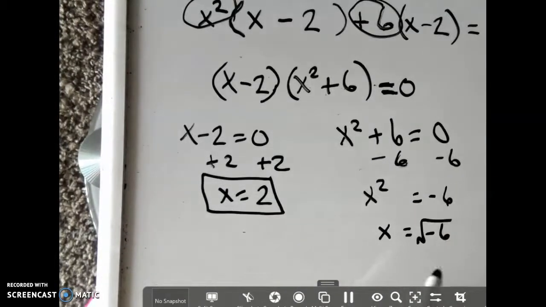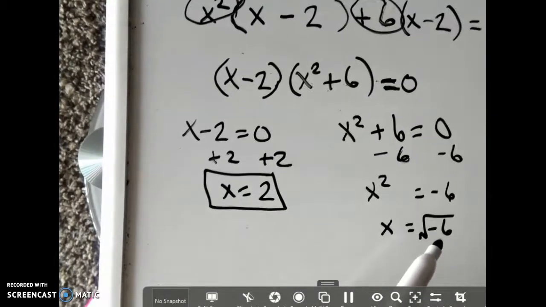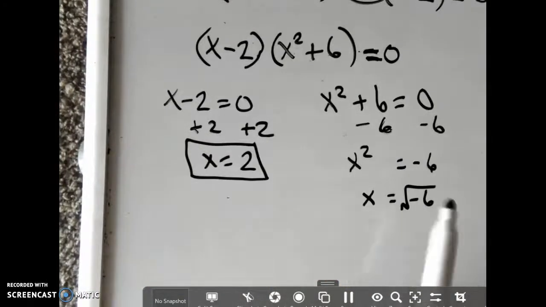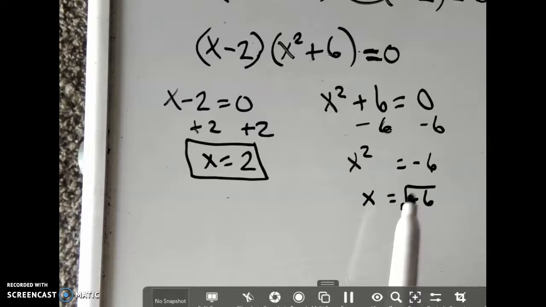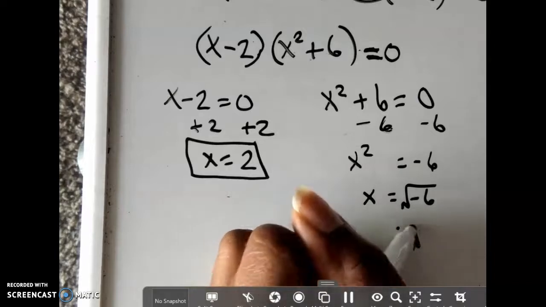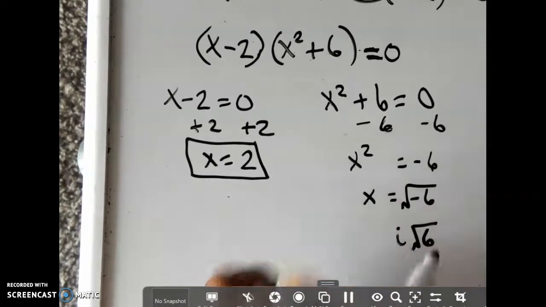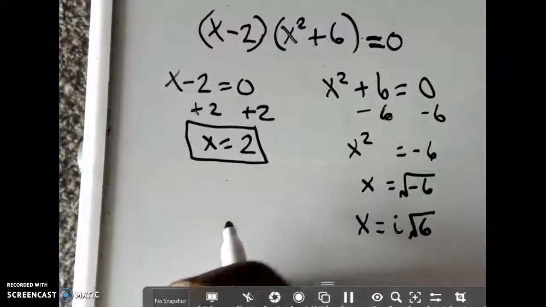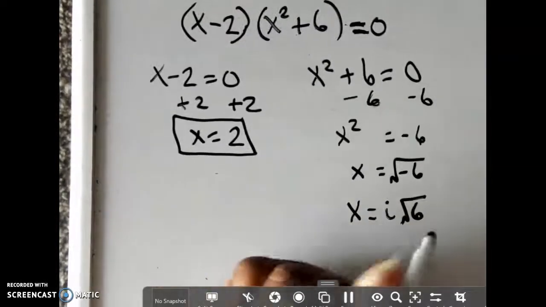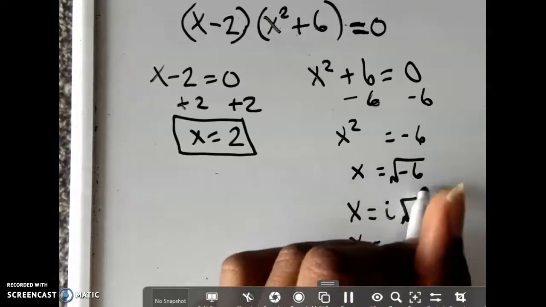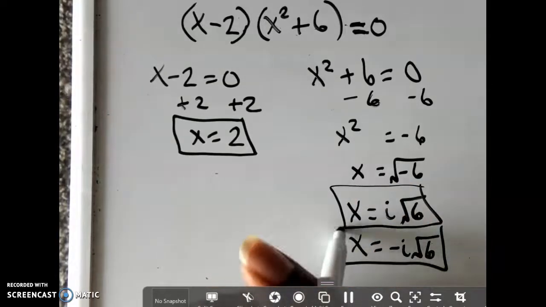I take the square root of negative 6. I'm just going to have the square root of negative 6. Here is where you have to remember that we can't take the square root of a negative and get a real number. So we're going to have an imaginary number. We put an i outside of our root and get rid of the negative. And we can't forget that we must also use the negative of this, because we're taking a square root here.